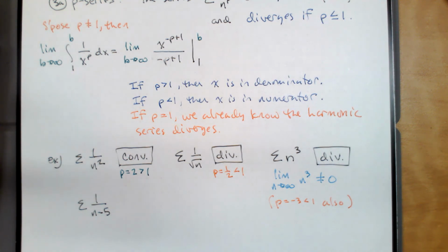So what if I don't have an actual p series? What if I have something that is p series adjacent? So this is not, well, actually this one is, because it's just n minus 5. What would you guess happens with the series 1 over n minus 5?